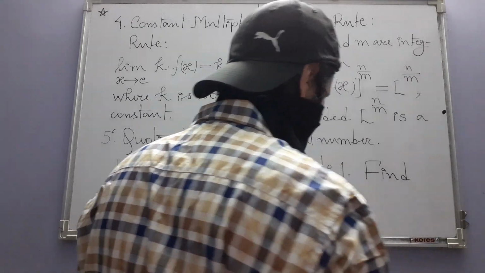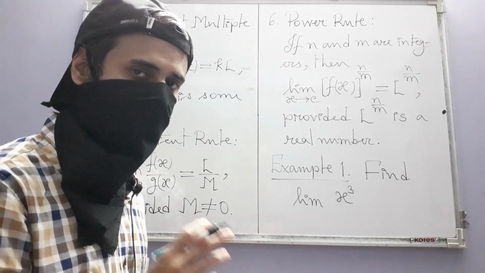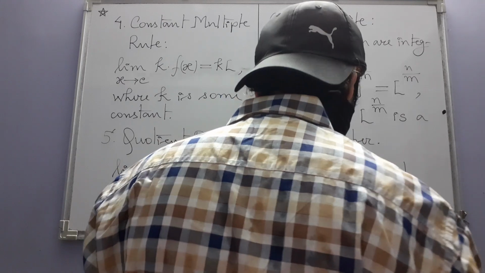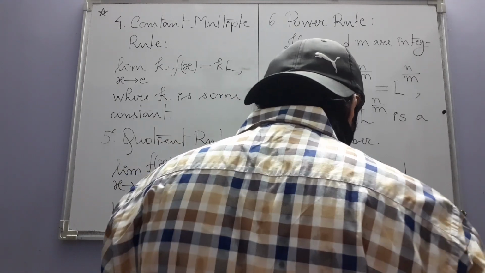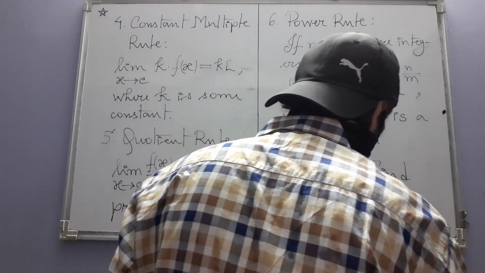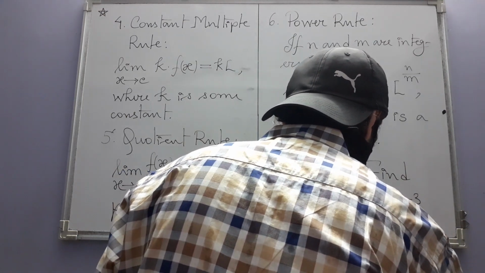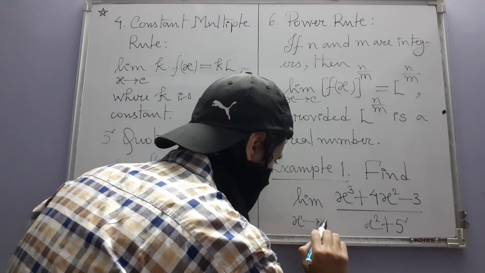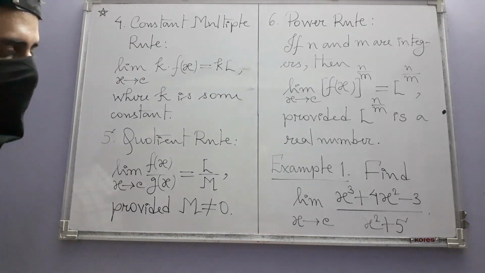A rational function is a quotient of two polynomial functions. Such functions are called rational functions, where the numerator polynomial is this cubic polynomial x cubed plus 4x squared minus 3, and the denominator polynomial is the quadratic one x squared plus 5, as x tends to c, where c is any real number. Okay, c can be any real number.